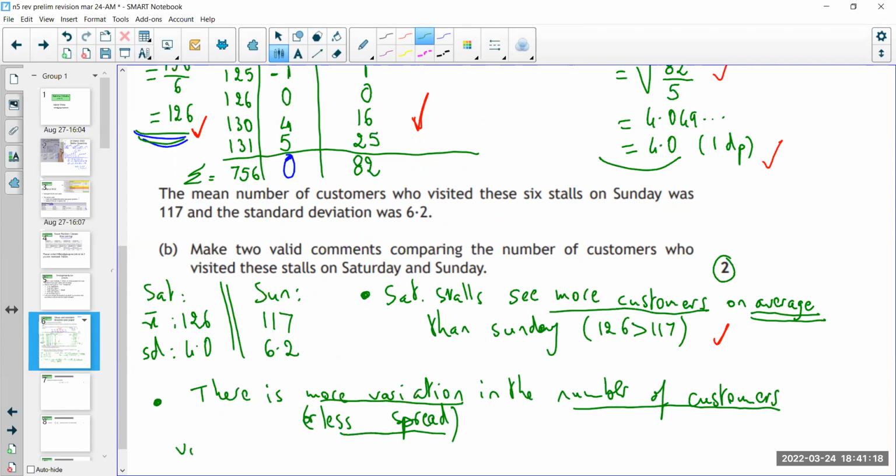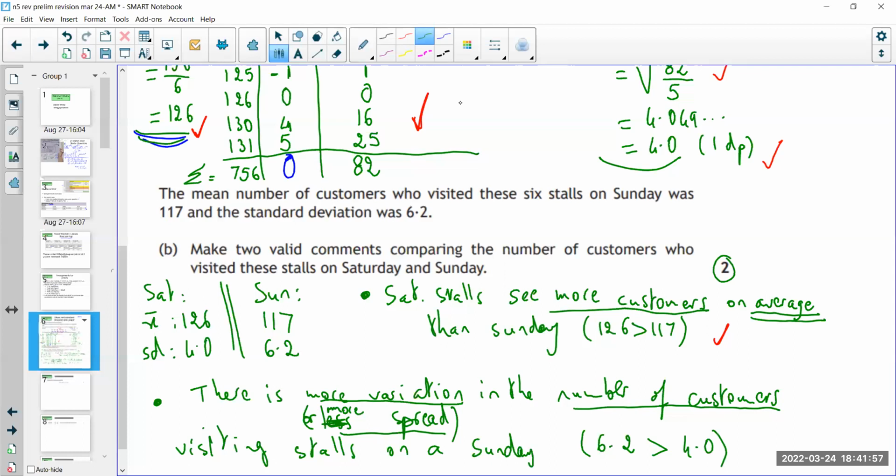visiting stalls on a Sunday. So you can just say, because there's more variation, 6.2, more variation or more spread. Yeah, there's more spread. Sorry, more variation means more spread. Same thing, because 6.2 is greater than 4.0. That's it. And you've got your 2 marks.